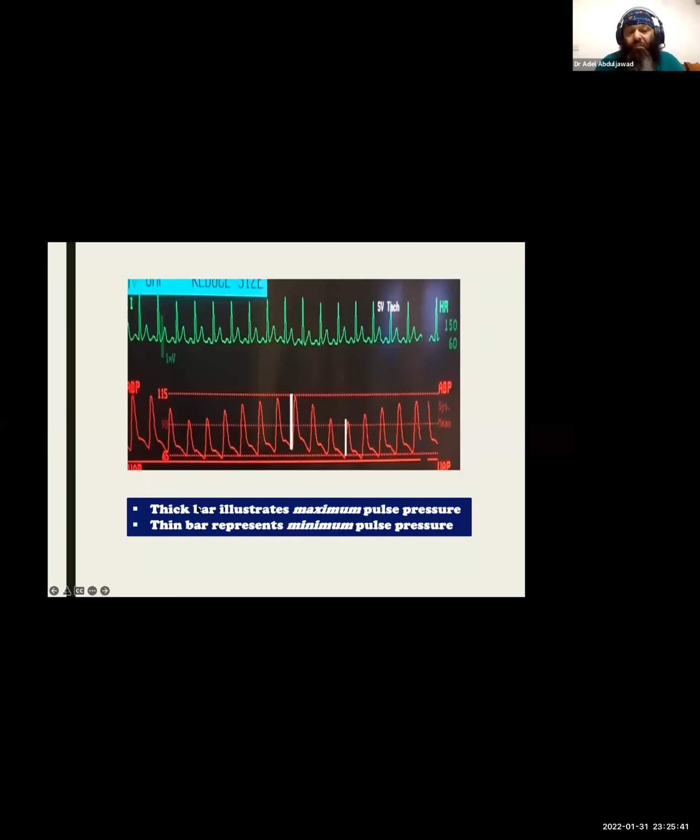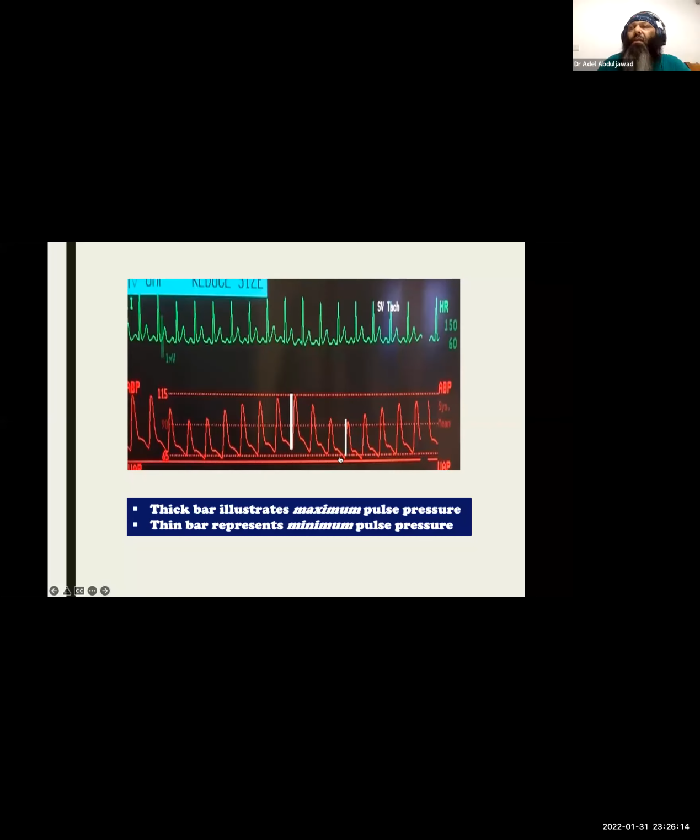This is the thick bar. Here it illustrates the maximum pulse pressure. Here the thin bar shows the variation of the minimum. You get the maximum on the monitor, and using the cursor of the monitor on the maximum one, it will tell you the maximum BP. Then you go to the minimum with the cursor, and it will give you the minimum. Then at the end, it will give you the mean. So this is the maximum, the minimum, and the mean.